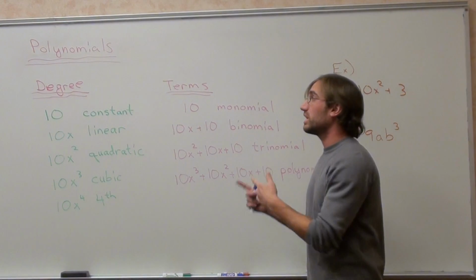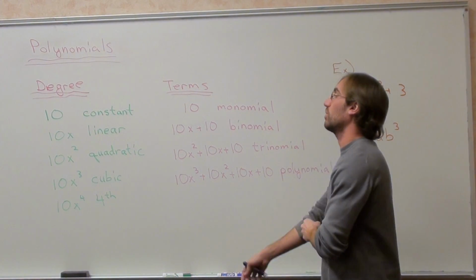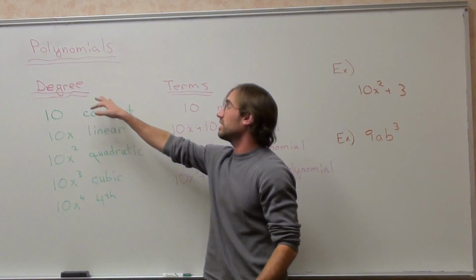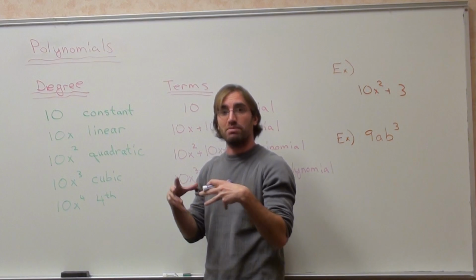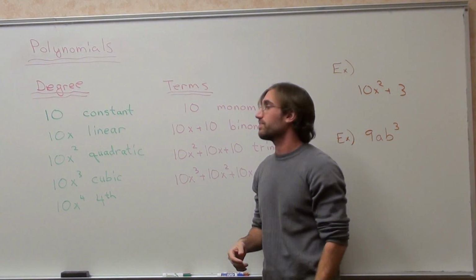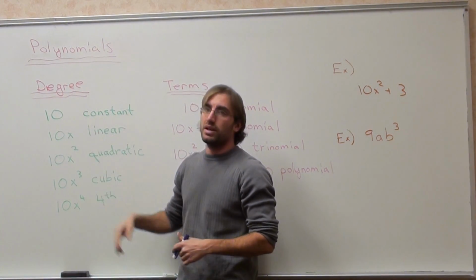Hello again. We're classifying polynomials this time, and let me just give you a very brief overview of what we're doing. We classify it by degree and terms. Now degree means the number of exponents combined on any single term on top of the variables. So since this doesn't have a variable, and this is the only term, it's a constant.